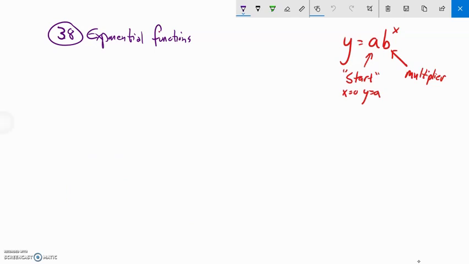So I want to write another one. Sometimes we might have an equation that looks like this, like P of t. That just means the population at time t. That's essentially a y. We could have something like 1500 times 1.8 to the t. And notice that the exponent here is written outside the parentheses. Sometimes it's inside, sometimes it's outside. It means the same thing.